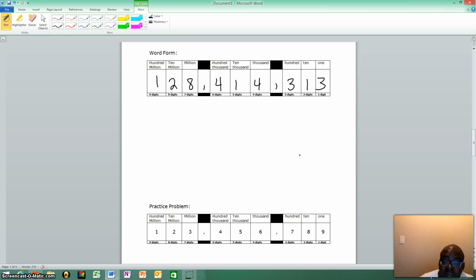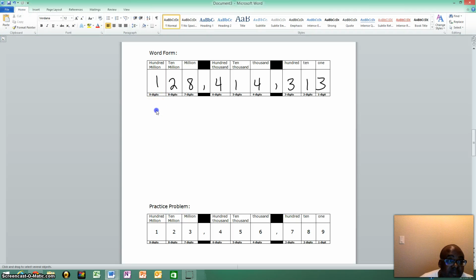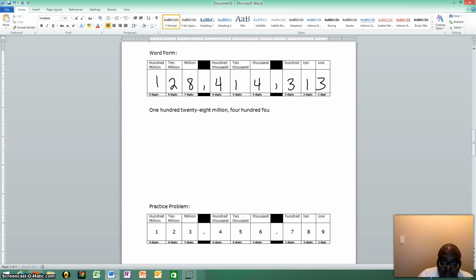So now let's look at this in word form. So I am going to type this. So now we have the number 100 TWENTY. Where does 128 live? Million. 414. Where does 414 live? In 1,000. So 414,000.